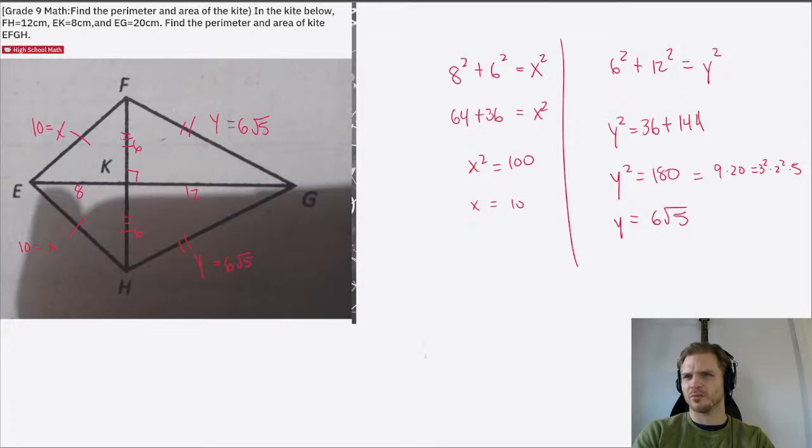And then the perimeter is 10 plus 10 plus 6 root 5 plus 6 root 5, which is 20 plus 12 root 5. And yeah, that's the perimeter.